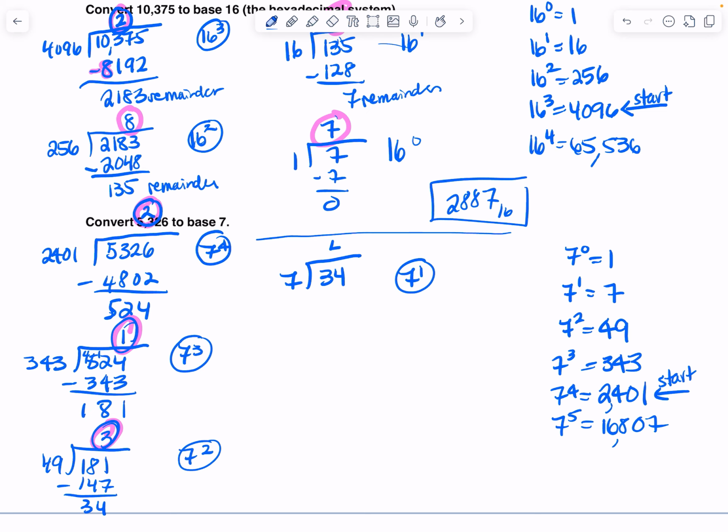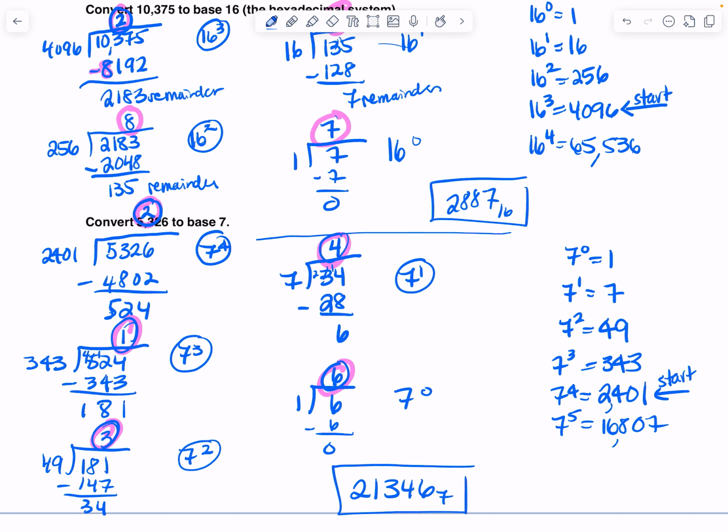7 goes into 34 4 times. So 7 times 4 is 28. I got a remainder of 6. Okay, so 6 is going to be divided by 7 to the 0, which is 1. 1 goes into 6 6 times, and then we don't have remainder left. Okay, so my answer, make sure we include everybody, my answer is 21346 base 7.